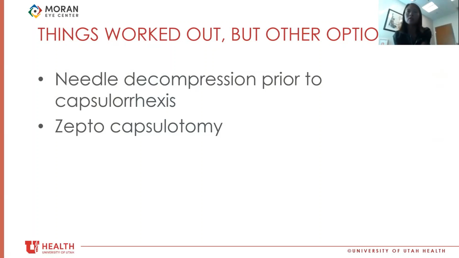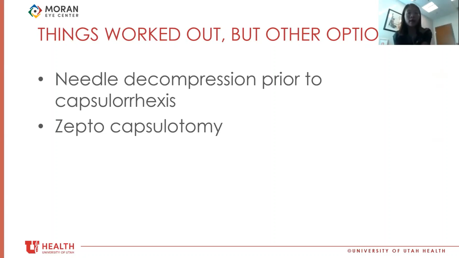But I usually do needle decompression prior to making the capsulorhexis. So what I'll usually do is make a paracentesis and then go in with a 25 gauge needle, bevel down, right in the middle, and start aspirating as much as I can. And that method seems to work well for most cases.